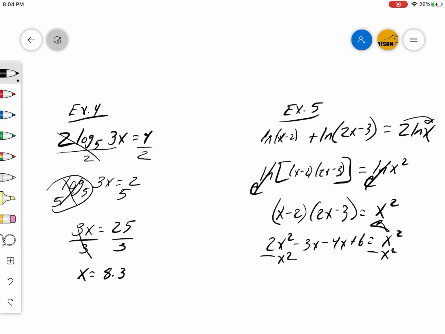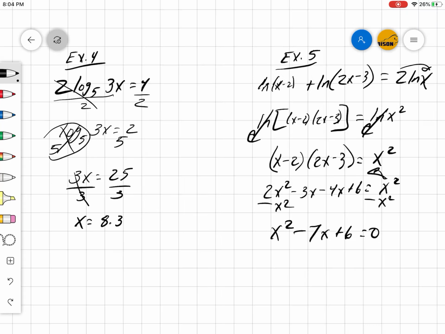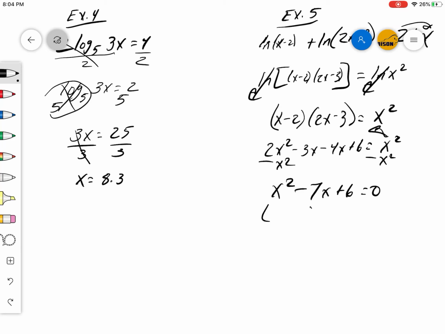I'm going to bring this guy over. So I'm going to subtract x squared. So it'd be x squared minus 7x plus 6. Factor. X, 6, 1. I'm sure you understand the point of this problem is to get rid of the logs, and from here you can work on it because you know what to do. We've been solving quadratics like this forever. So this will output you two answers, 1 and 6.